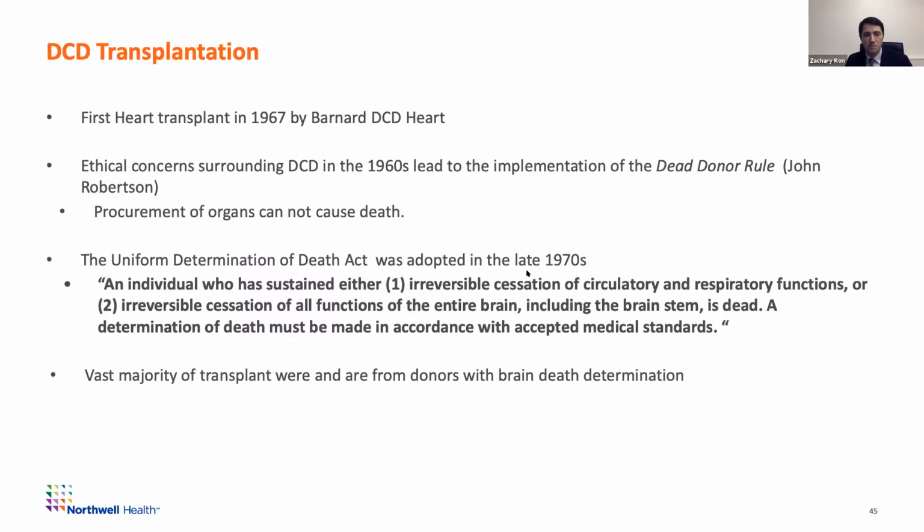And this was more solidified in the Uniform Determination of Death Act in the 1970s, which stated an individual who has sustained either one, an irreversible cessation of circulatory and respiratory function, or two, an irreversible cessation of all functions of the brain, including the brainstem, is dead. A determination of death must be made in accordance with acceptable medical standards. And the idea here is there are two ways that a person can die. Both are acceptable for the purposes of donation. However, in practice, the vast majority of transplants were and still are from donors with a brain death determination.